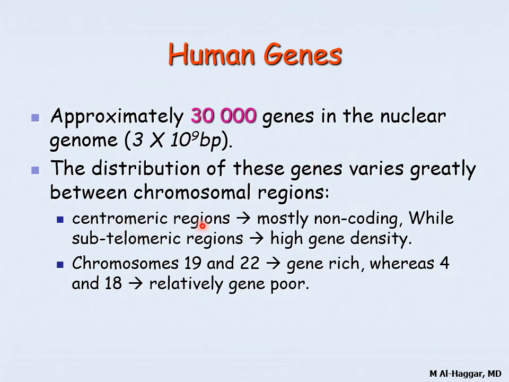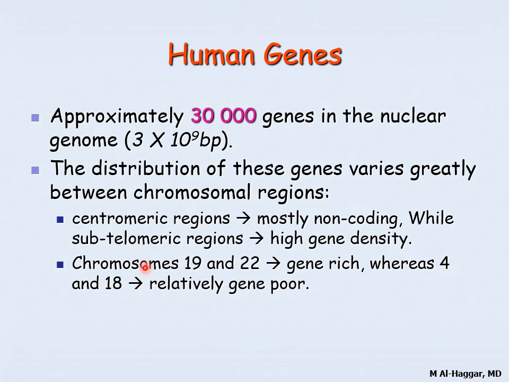The centromeric region, the region in the center of the chromosome, is very busy during cell division. Therefore, it's mostly non-coding. That's to say, there are no genes in the centromeric region. Actually, the subtelomeric region, which is the area present at the end of the chromosome, is the one which is very rich in genes. Therefore, any subtelomeric deletion usually results in severe clinical manifestations and can even lead to severe mental retardation.